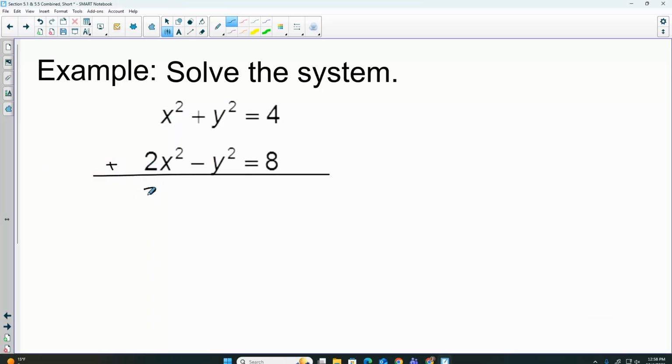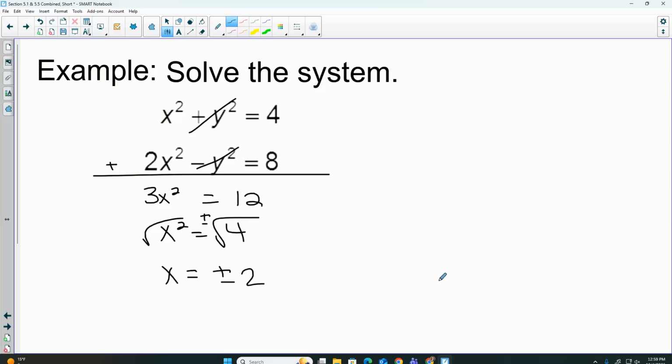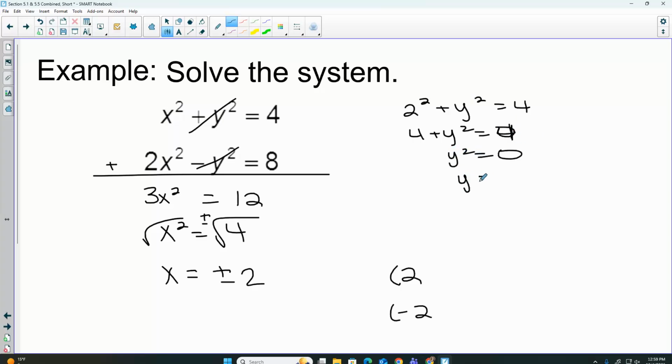So we get 3x squared, positive and negative y squared cancel, equals 12. Divide by 3, so x squared is 4. Get rid of the square, square root. Anytime you take a square root, you also need the negative, so x could be positive or -2. All right. So if x is 2, you get 4 plus y squared equals 4. So y squared is 0, so that means y equals 0.